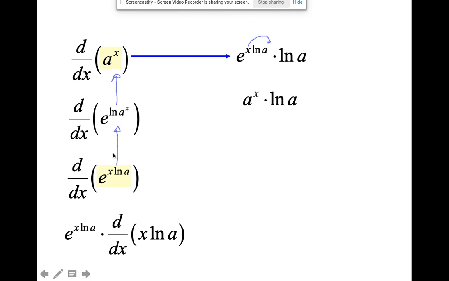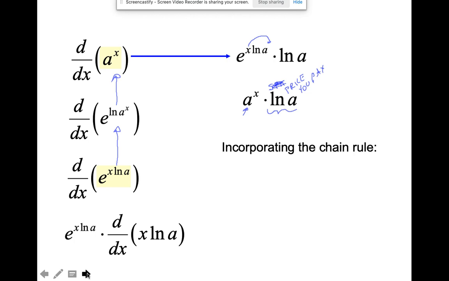So the derivative of any number to the x is itself, but you must spit out the price you pay. I'm not going to use spit because that goes with the chain rule. I'm going to use the price you pay. The price you pay for not being in base e is you have to multiply by the natural log of the base a. And it comes from this proof.